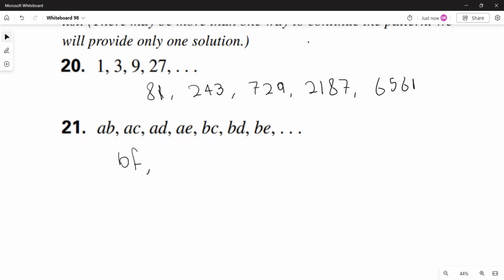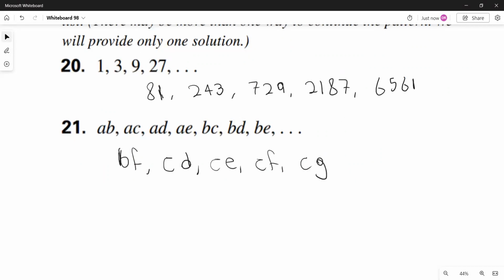Next, we have C, and the 4 letters following C. So those are CD, CE, CF, and CG. There might be another way to solve it, but this is the one that the book has. So it's that letter and the following 4 letters.